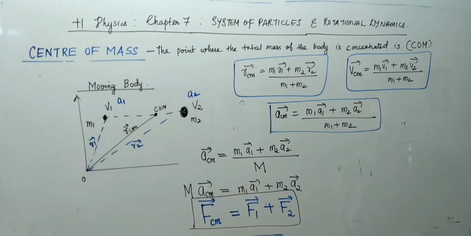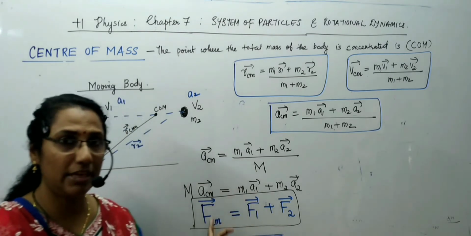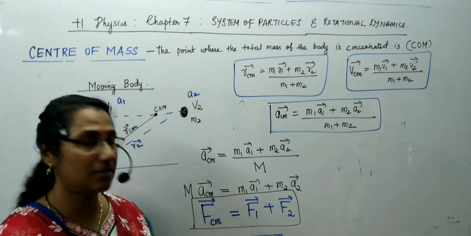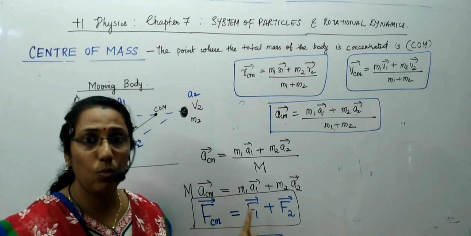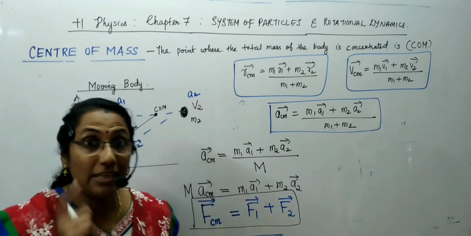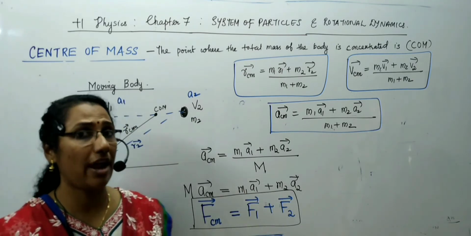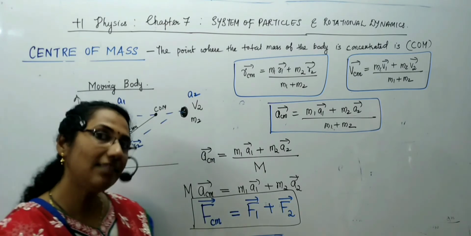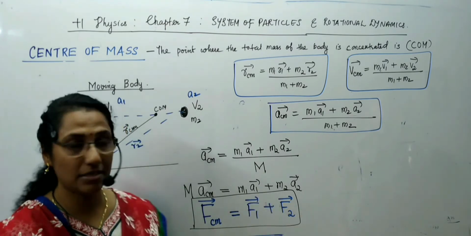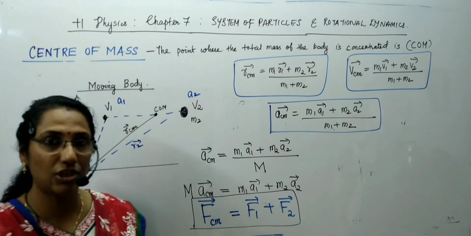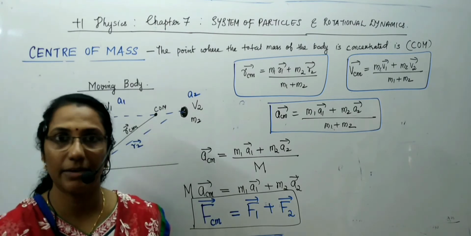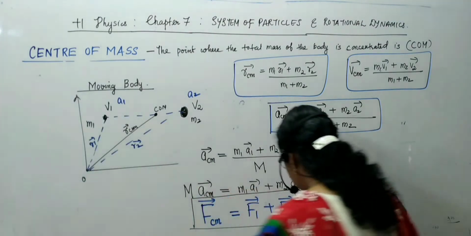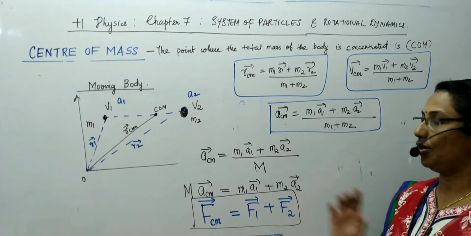So, the net force acting on the center of mass of a system is always equal to the vector sum. Remember, vectors add in the triangle or parallelogram way, that's the result. The vector sum of the forces acting on individual particles. Clear?